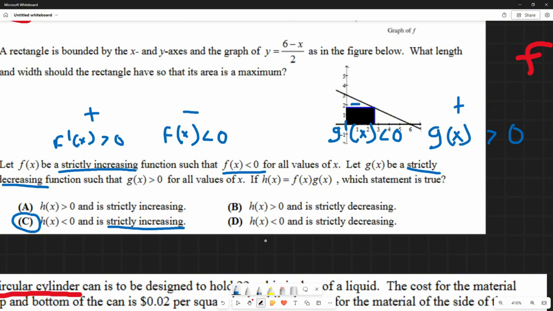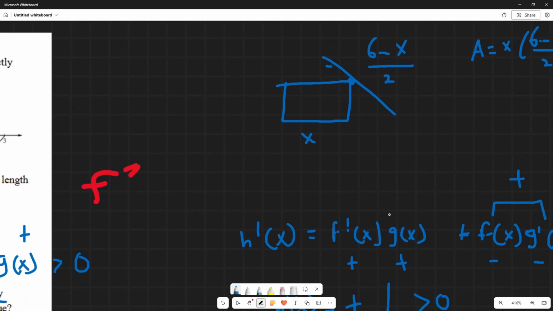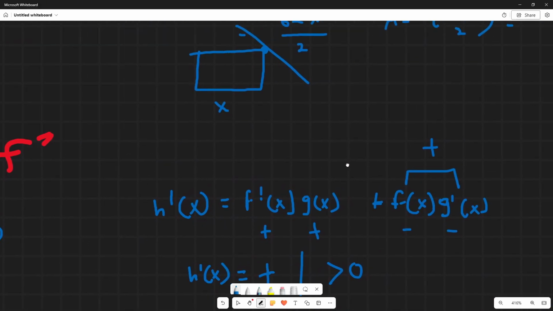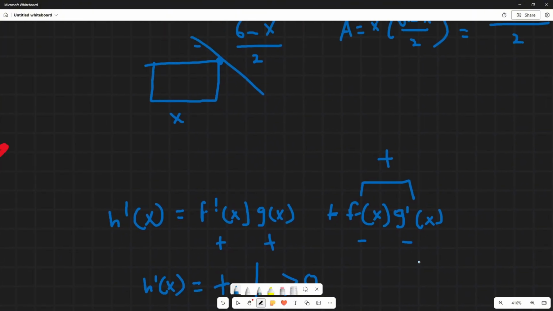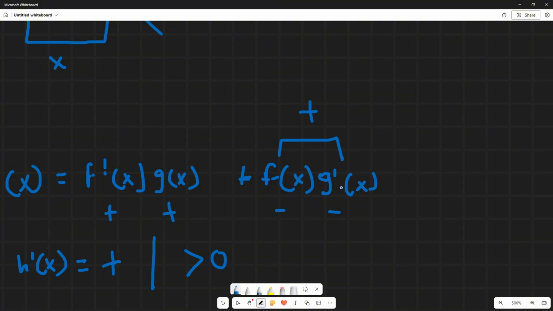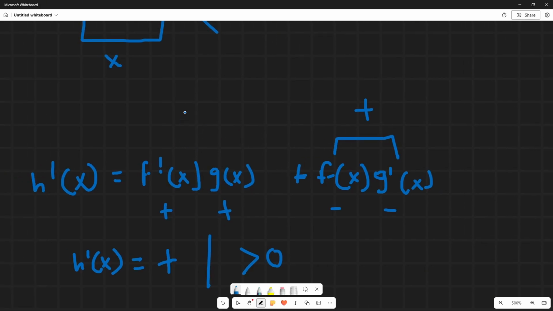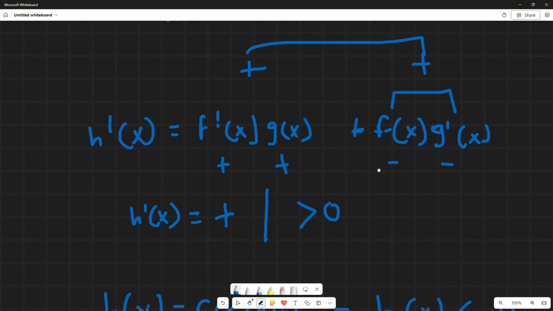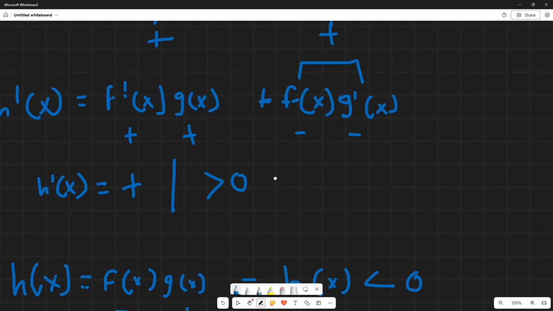So I'm going to first solve for the derivative of h of x, since we want to know if it's strictly increasing or strictly decreasing. In order to do that, I did the product rule. So h prime of x equals f prime of x times g of x plus f of x times g prime of x. So f prime of x is some positive number, g of x is some positive number, and then f of x and g prime of x are two negative numbers, but they multiply to become a positive number. So you've got one positive number adding up with another positive number. Therefore, h prime of x is going to be some positive number, meaning it's greater than 0.